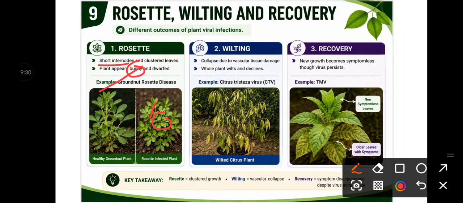Then wilting. Wilting is due to the collapse of the vascular tissue that obstructs the water flow, resulting in a wilted plant. An example of a virus producing wilting symptom is tristeza, Citrus tristeza virus. This is a very important virus. Then recovery. Some viruses, the new growth becomes symptomless through virus persistence. Generally, the plant will recover from the symptoms, and mostly it is associated with the nepoviruses.